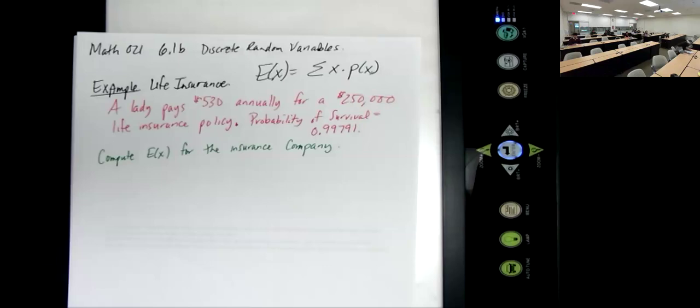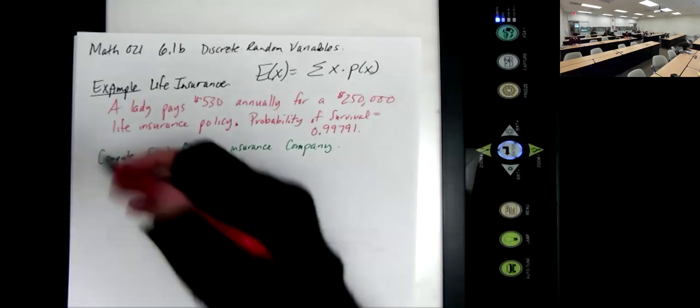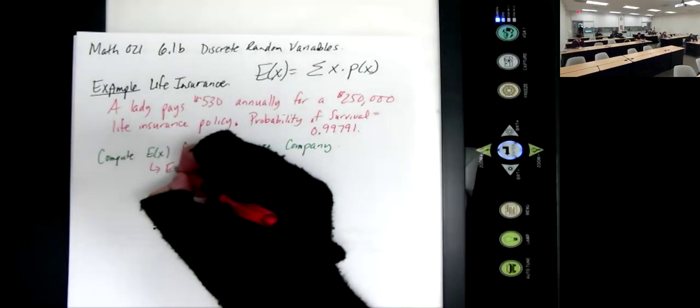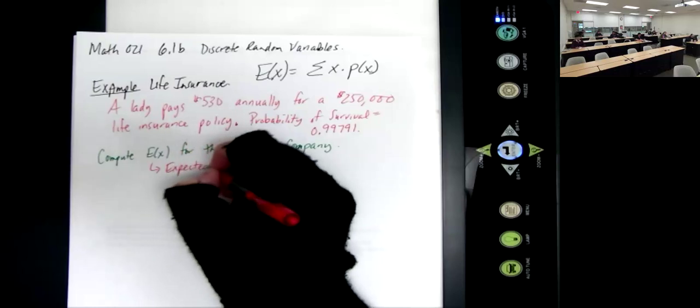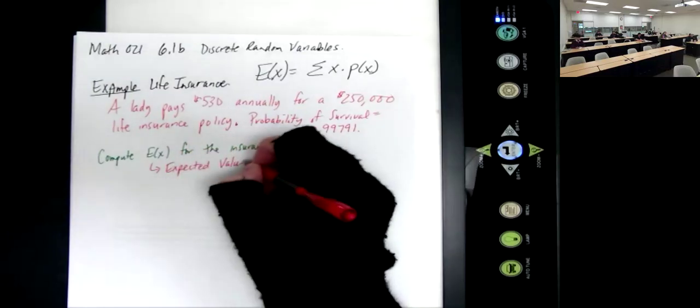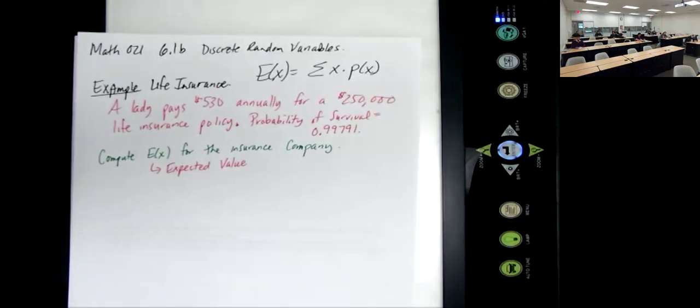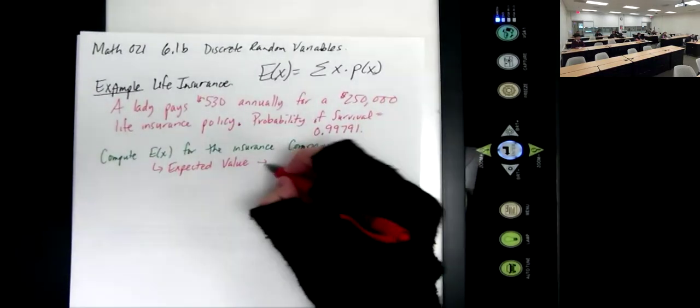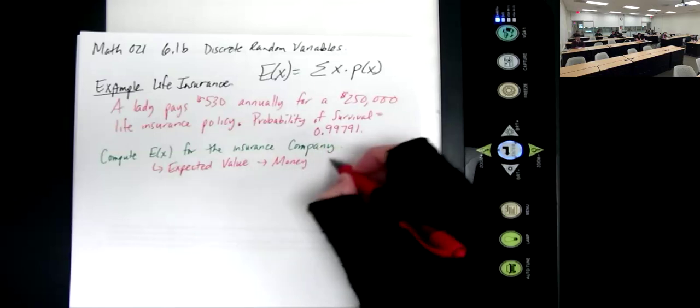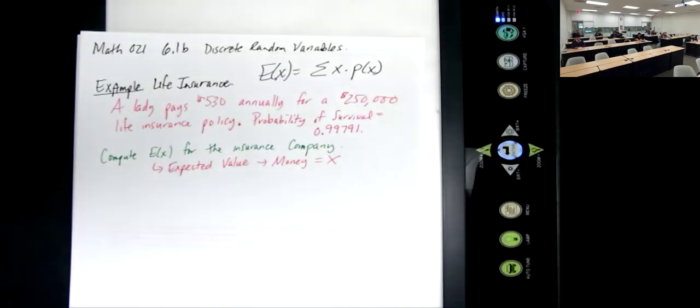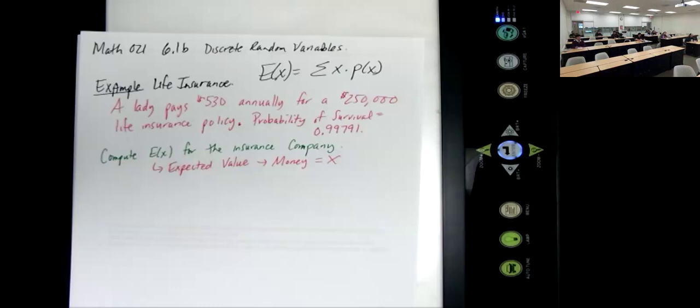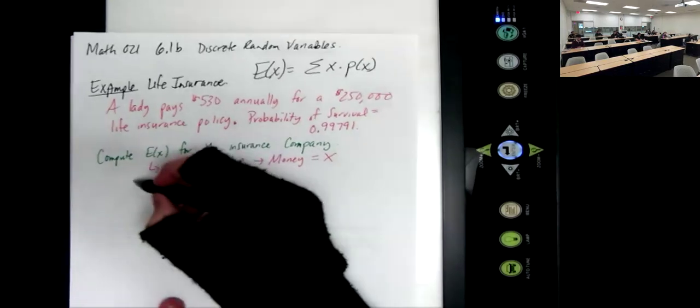Now, remember, E of X is expected value. What does the insurance company value? They value their money. So our X is gonna be related to money. So let's make a little table.